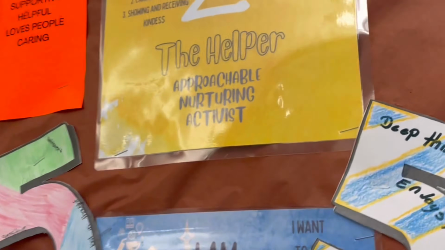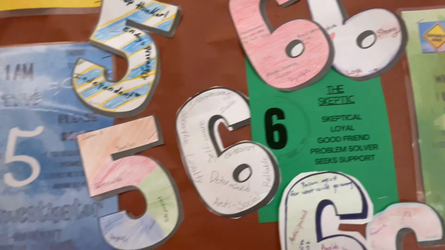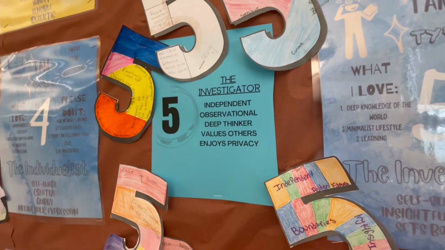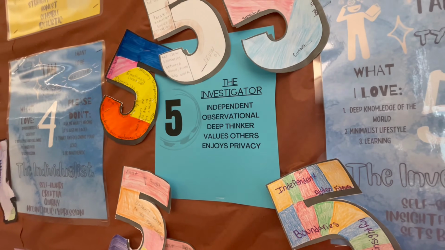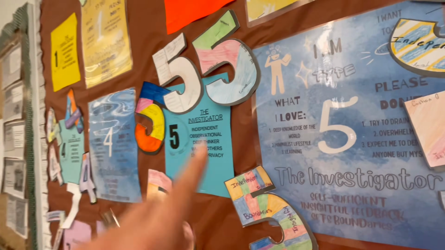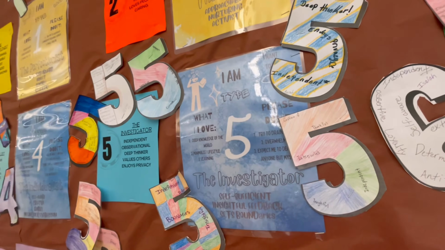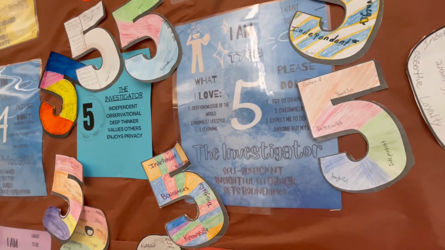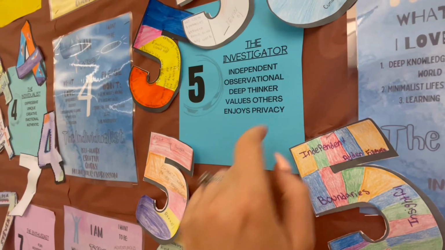Can I get a 2? We've got the skeptic, the questioner, the investigator, my little observational ones. I noticed that the 5s tended to be a lot of my choir students. I think that could be because they're super observant.